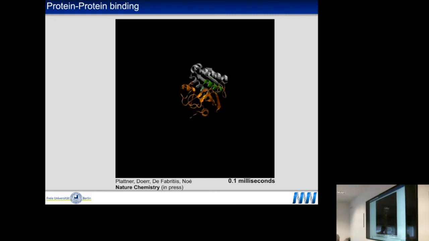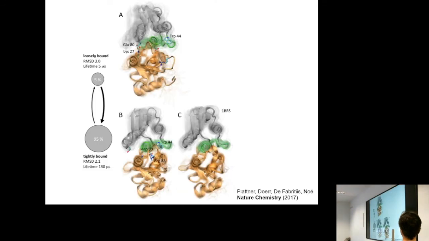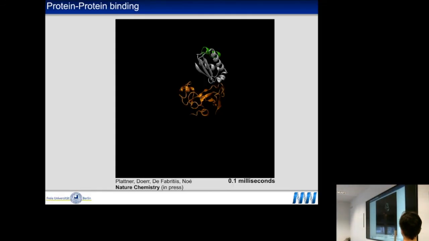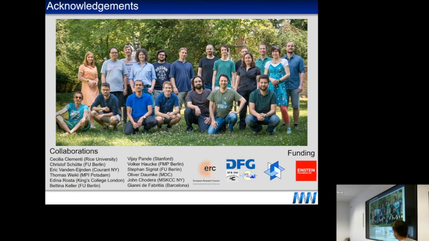And this finally is just a movie which is generated from the Markov model. So basically we take the Markov model, we generate a process which jumps between the different states, and then we go back to the trajectories and we just patch together trajectory pieces. So this shows you like a 100 microsecond trajectory generated this way, which gives you an impression of how this process happens. I don't know why I can't play it twice. Anyway, so that was it.